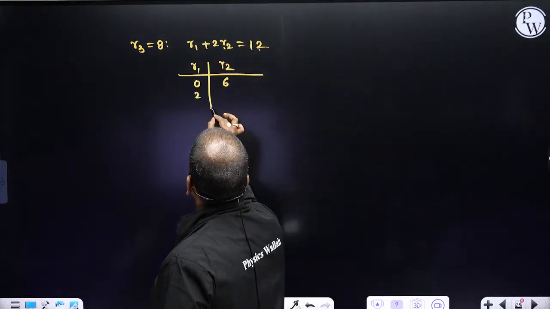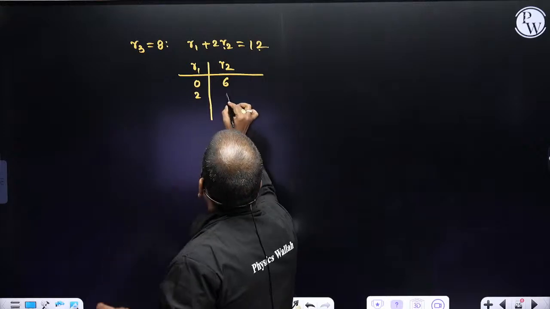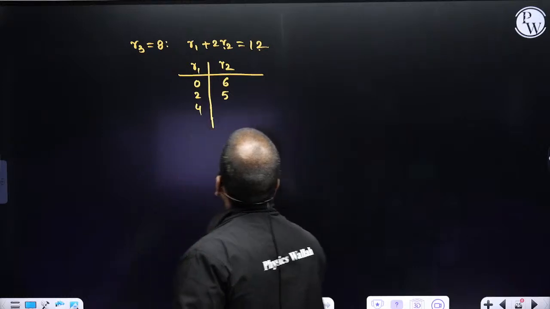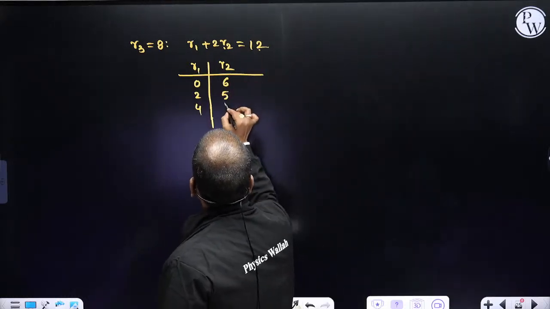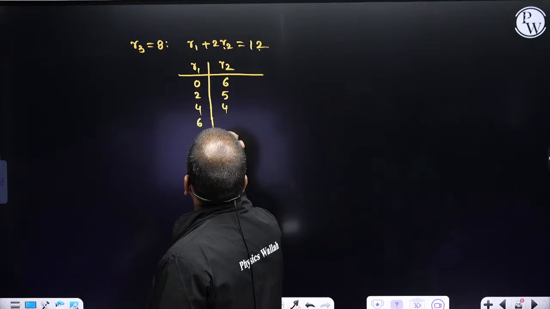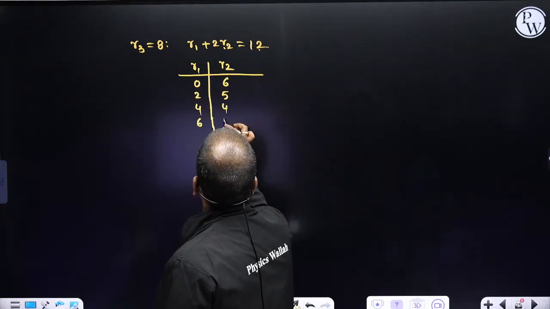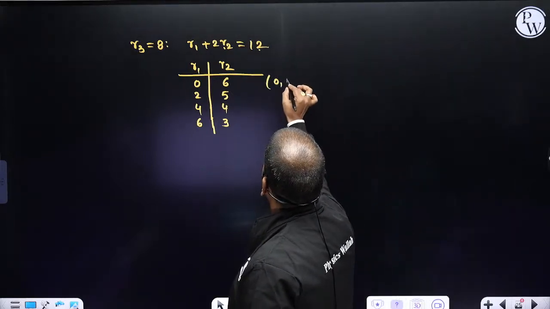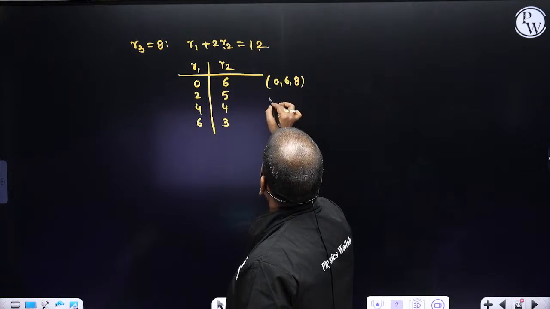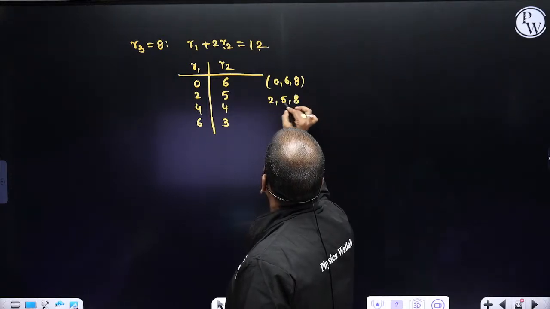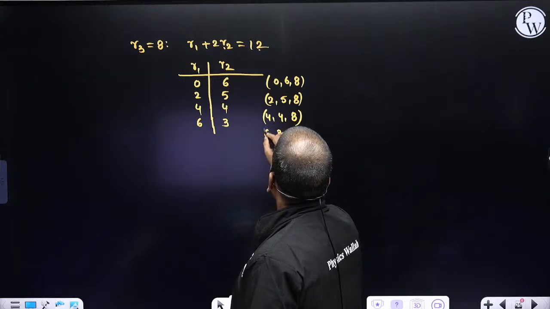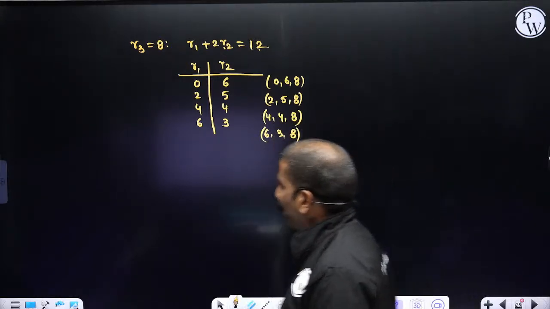This is 2. Then it will be 5 because 10. Then 4. What do you get here? 8. So that means 4. It is 6. And R2 is equal to 3. Yes. So what are the cases? 0, 6, 8. 2, 5, 8. 4, 4, 8. 6, 3, 8. Right? So these are the cases.